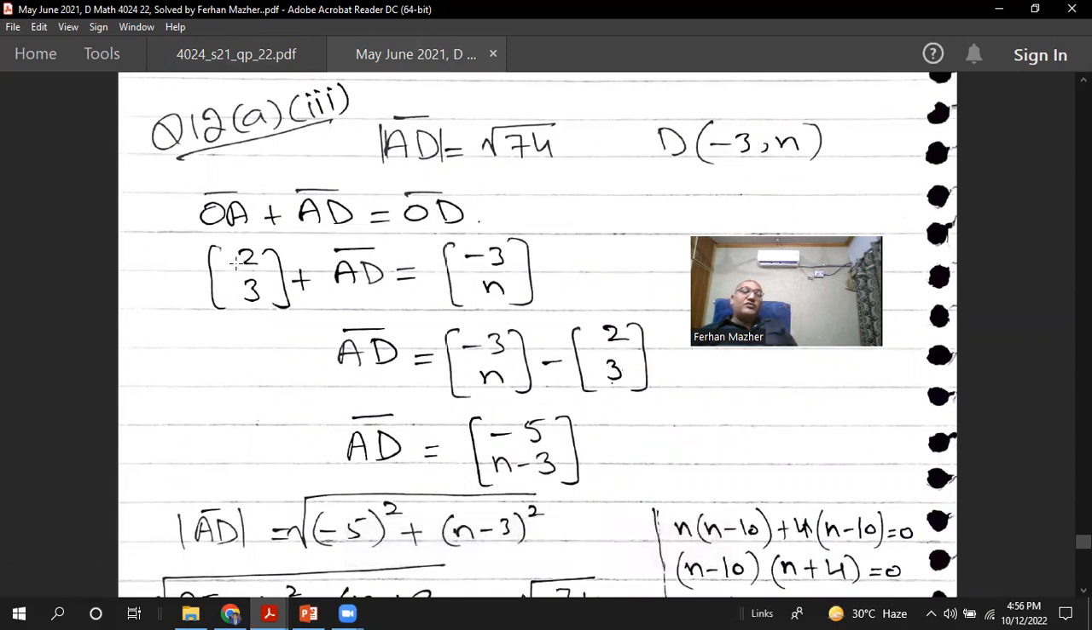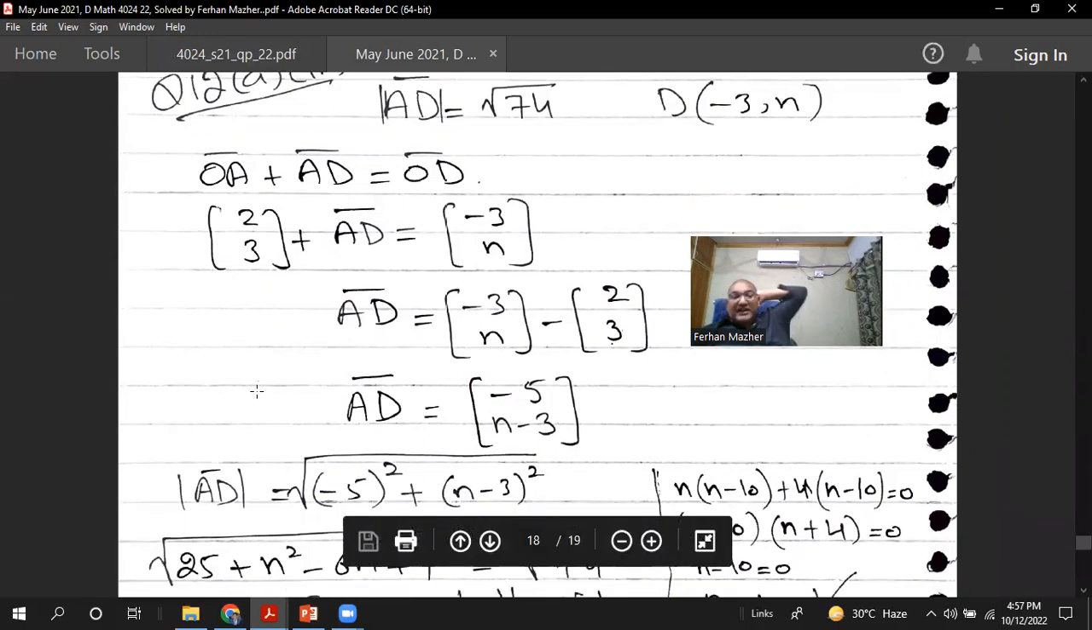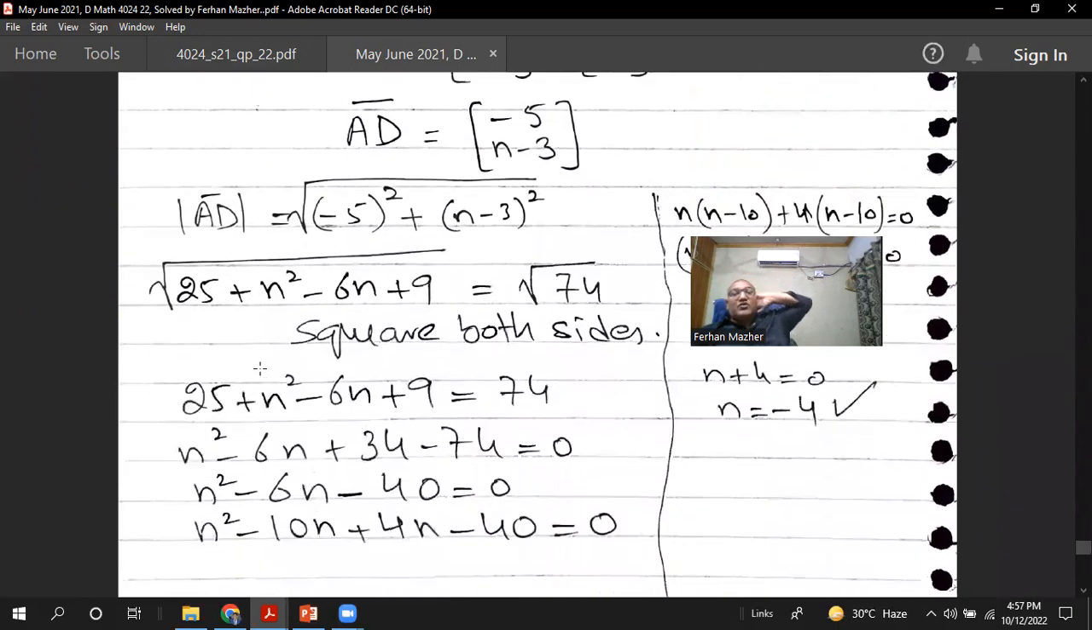So (2, 3), that's OA. AD, I want to find out, OD is (minus 3, n). So AD will be (minus 3, n) minus (2, 3). Minus 3 minus 2 will be minus 5, and n minus 3 will be n minus 3. So that's the column vector for AD. Then I will try to find out its magnitude. You know the formula for finding the magnitude is x squared plus y squared, under root, if you know the column vector.